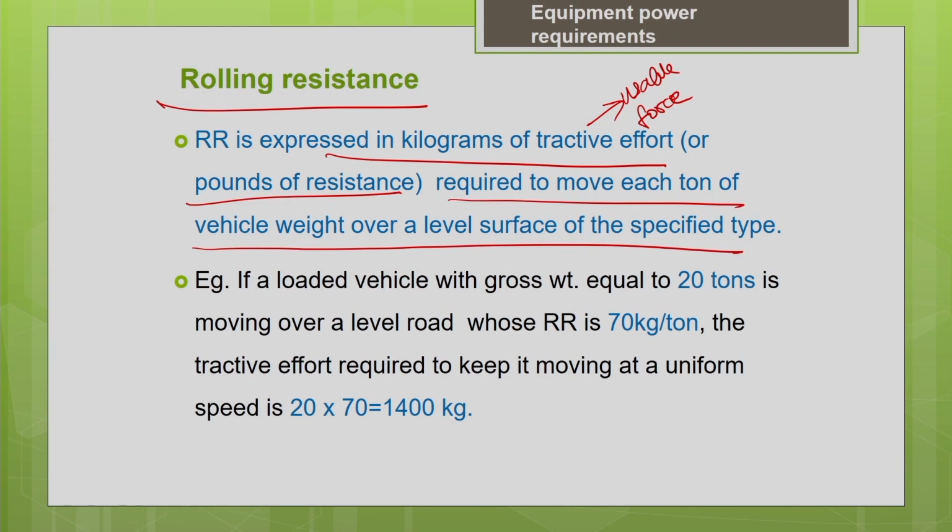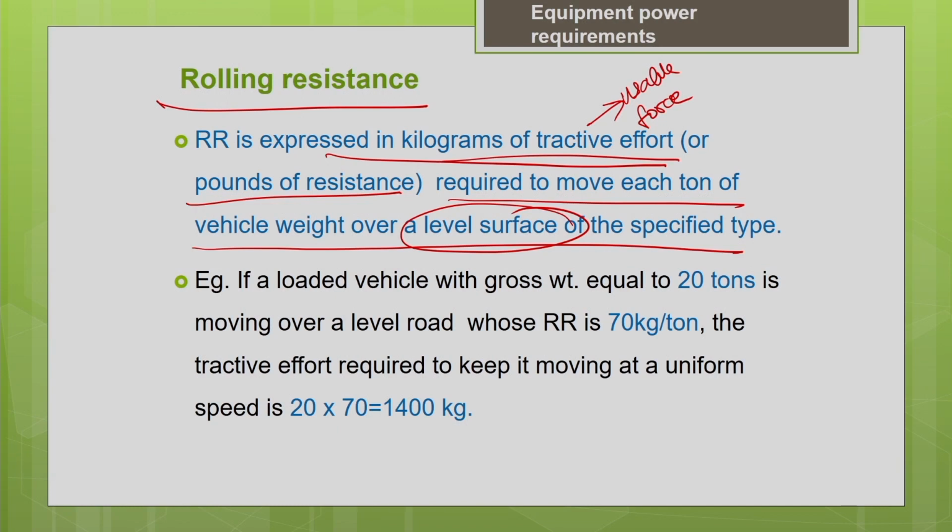So basically, it is the amount of force needed to move unit weight of the machine on a level surface. Why do we consider a level surface? Because the effect of grade, the effect of slope, will be considered separately under grade resistance, which we are not considering here under rolling resistance. So basically, rolling resistance is expressed in kg of tractive effort needed to move unit weight of your machine over the particular surface.